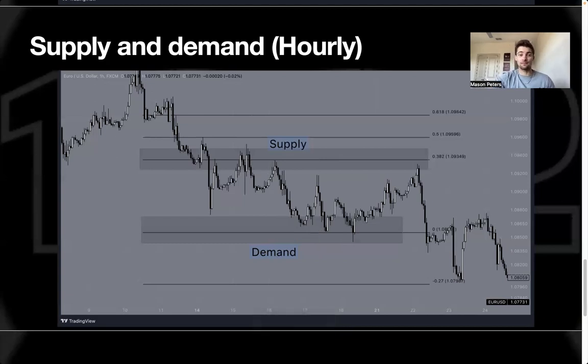How do you trade that? Very simple. You draw in your supply and your demand zone, and you look for a manipulated setup within the rectangle. You look for an entry to go back up into supply or down into demand. That is how we use supply and demand.